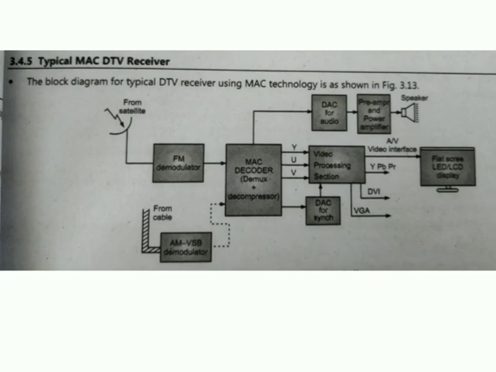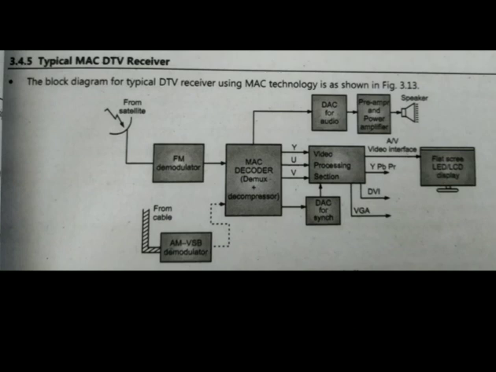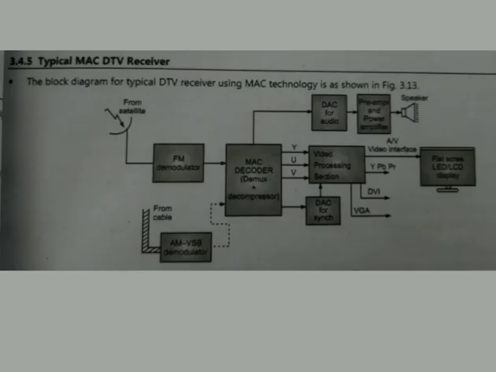After that, there's the MAC signal that is given to the MAC decoder that performs some functions, that is demultiplexing of components Y, U and V, sound, data and synchronization signals. After that, time decompression of Y, U and V signals, for Y by a factor of 1.5 and U and V by a factor of 3. Digital decompression of sound, data and synchronization signals.